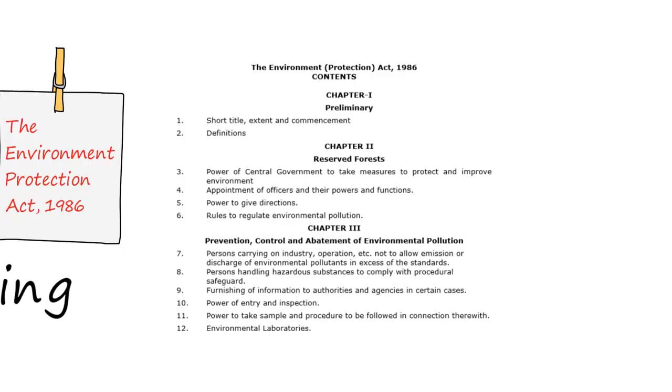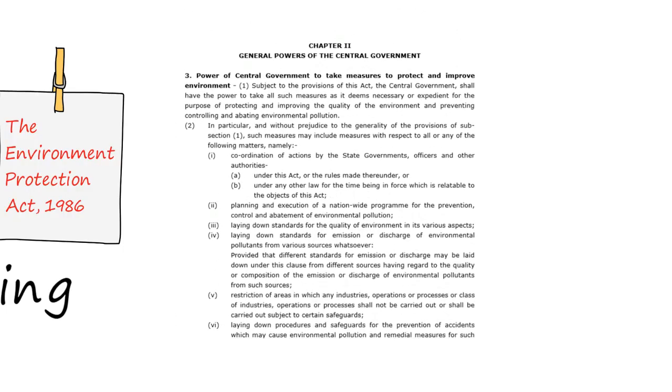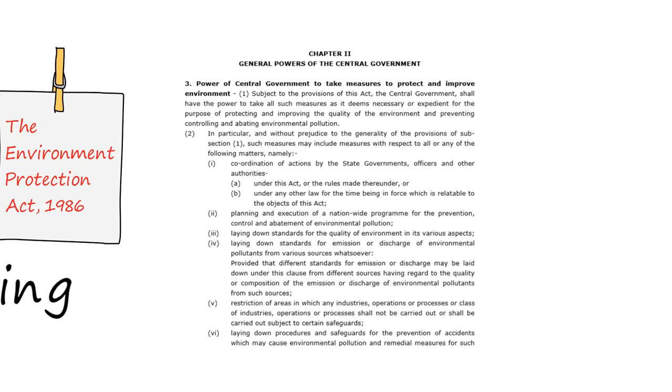Now, when you look at the Environment Protection Act of 1986, if you go to Chapter 2, General Powers of the Central Government, in that, Section 3 says power of central government to take measures to protect and improve the environment. Within that, read subsection 2, clause 5.